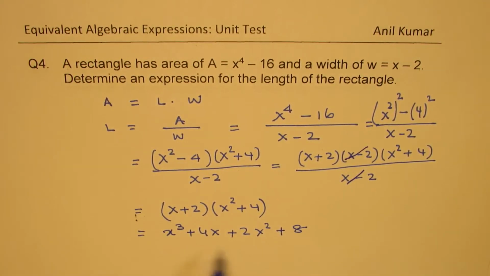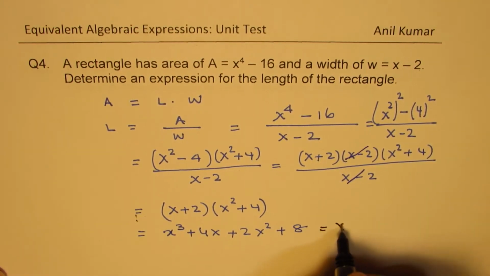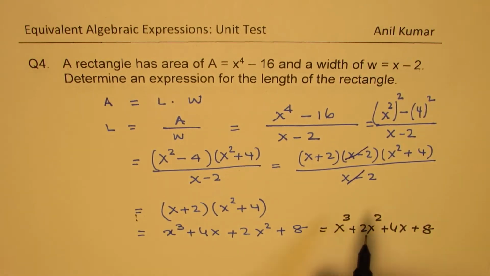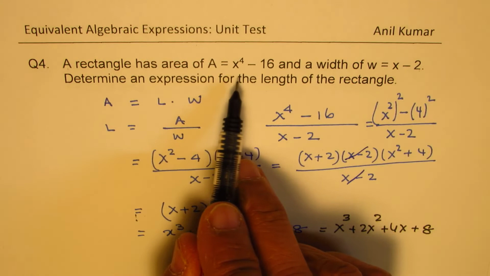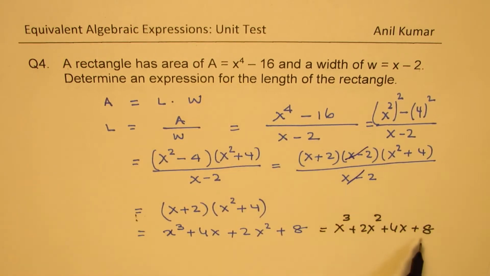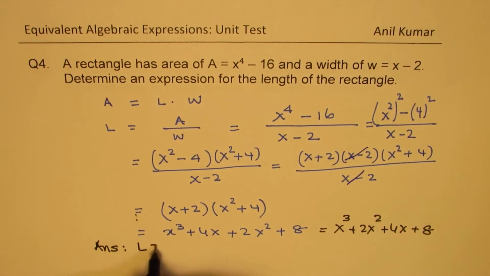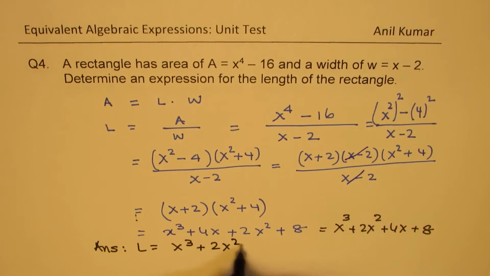Now rearrange this to write your final answer, which is the length is equal to x cubed plus 2x squared plus 4x plus 8, right? So that becomes our answer. Now the units are not given here. Sometimes the units are also given. You need to include the units, right? So we have answer, and that is length is equal to x cubed plus 2x squared plus 4x plus 8.